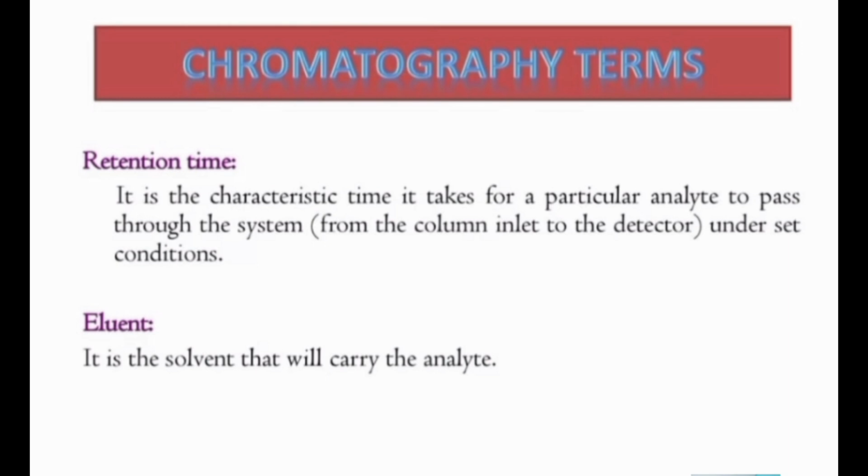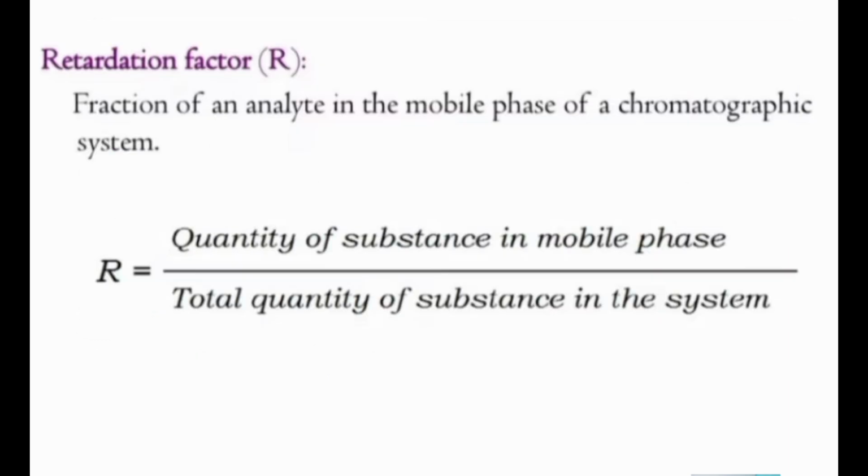Next is eluent. It is the solvent that will carry the analyte. Next, the retardation factor. Retardation factor means the fraction of an analyte in the mobile phase of a chromatographic system. That means R is equal to the quantity of the substance in the mobile phase divided by the total, that is the overall quantity of the substance in the system.